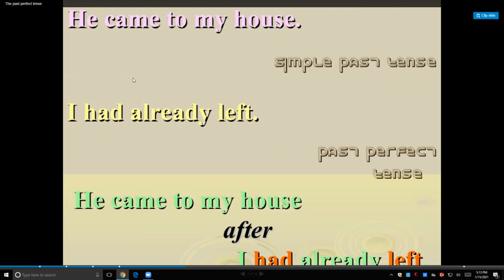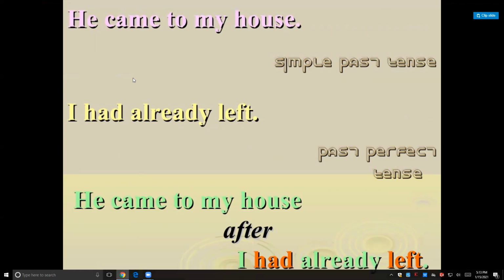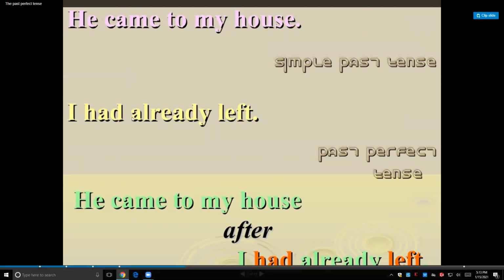He came to my house, simple past tense. I had already left. Now see, again, there are two parts of this sentence. Which action took place first? He came to my house, I had already left. That means I left first and then he came to my house. So if we join these two, it is: he came to my house after I had already left. So I left first and then he came to my house.